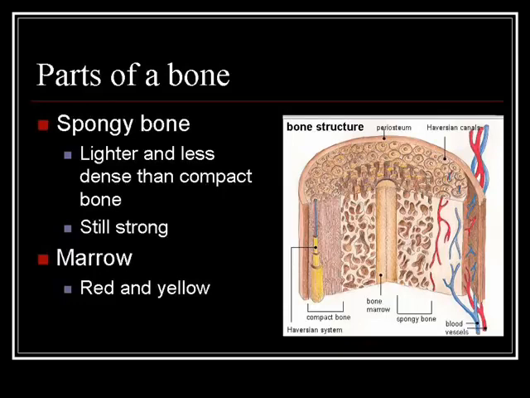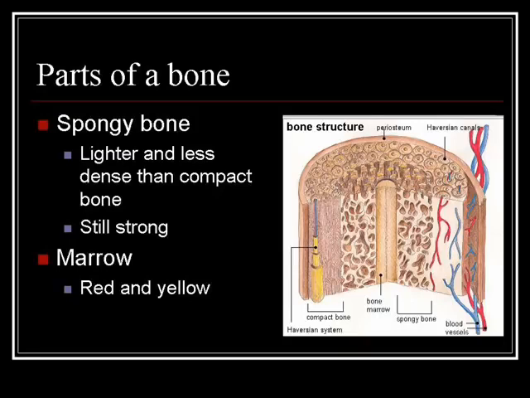Continuing to work your way inside the bone, the next layer is the spongy bone. As you can see, it has the appearance of a kitchen sponge. However, it is not soft and squishy like that. It's actually quite strong. And then inside of that, on the inner core of the bone, you have your bone marrow. There are 2 types, both red and yellow.